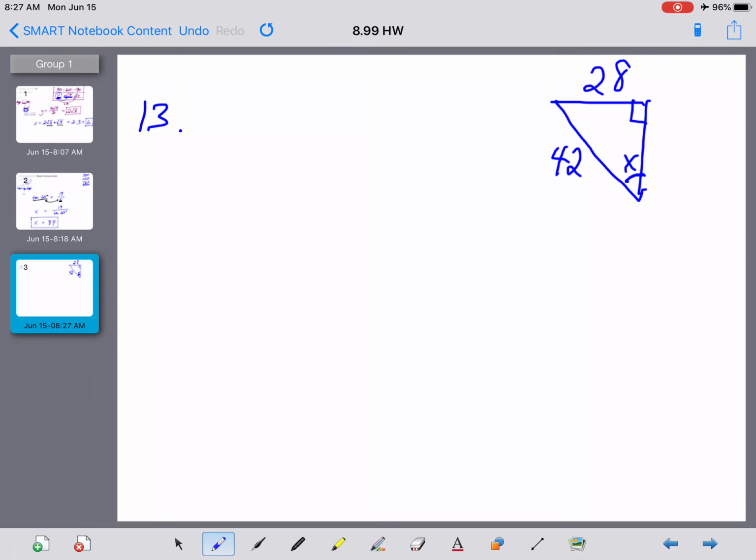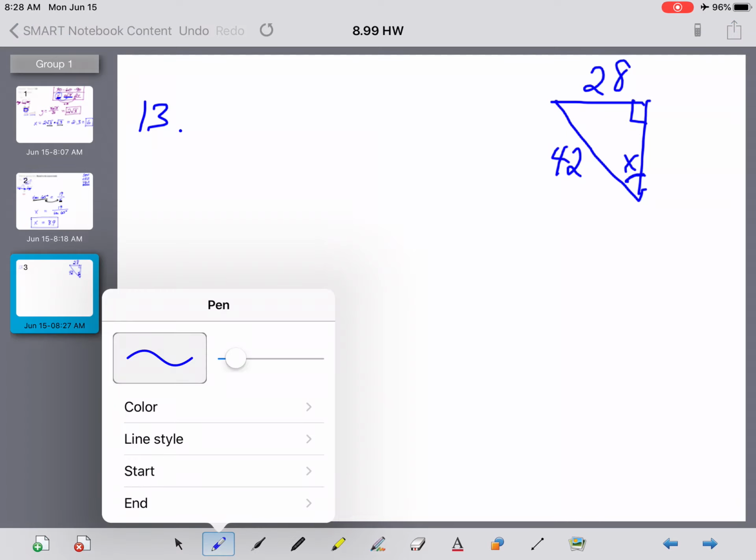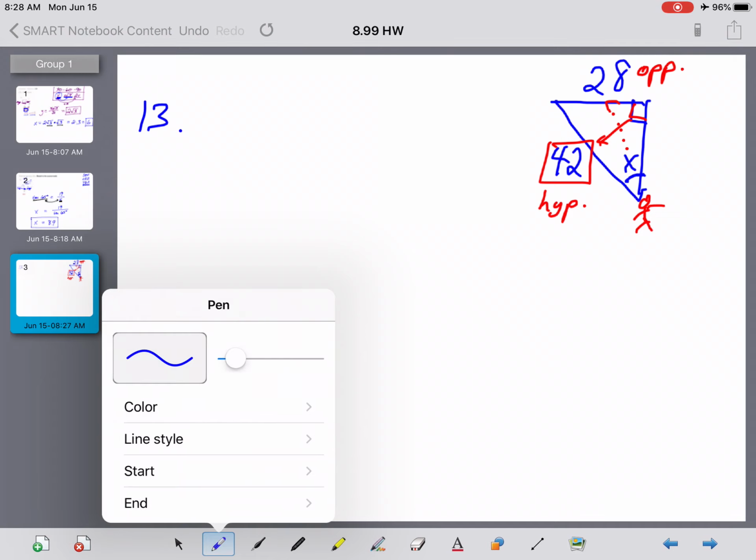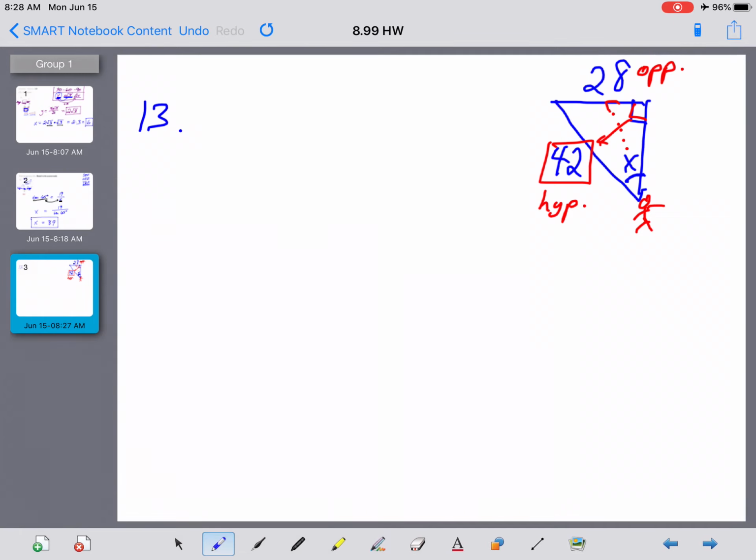When we're looking for a missing angle, it's again a question of either sine, cosine, or tangent. So we better figure out which sides we're dealing with. You are standing right here at the angle in question. The 42 is across from the right angle, so regardless of where you are, this side is going to be your hypotenuse. And the 28 is all the way across the figure from you, so 28 becomes your opposite leg. That means we need the one trig ratio that deals with hypotenuse and opposite leg. That is going to be sine.